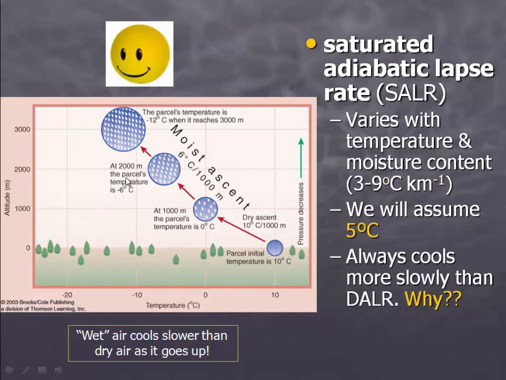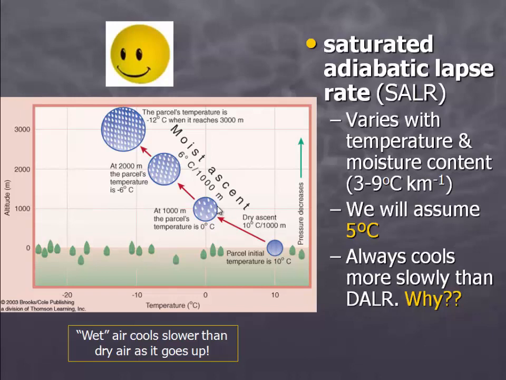Okay, remember that no matter what happens, as a parcel goes up, it's going to cool. It's just how fast is it going to cool? Is it going to cool at the dry rate of 10? Or is there condensation going on inside the parcel, which is helping to warm the parcel and cool it at a slower rate? Okay, so moist parcels, we're going to say cool at 5. That'll be really easy for our mathematics. Dry parcels cool at 10. So there's the SALR and the DALR.